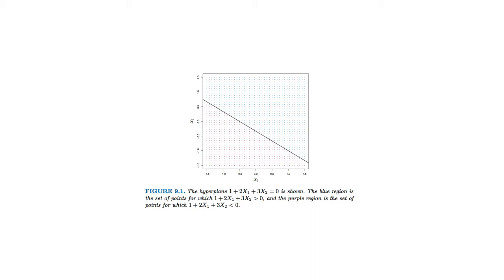And of course, it's something that we are used to using various techniques like least squares to identify that line. Now, on the one side of the line, the equation 1 plus 2x1 plus 3x2 is going to be greater than 0. That is on the blue side. And on the purple side, if you plug in any of the x1 and x2 values on the other side of that line, the equation will come out to be less than 0.